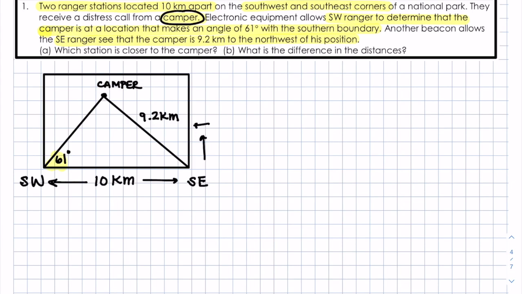Okay, so what's the question? So that's pretty much our scenario. Now it says, which station is closer to the camper and what is the difference in those distances? So, okay, I already know the distance from the Southeast Ranger to the camper is 9.2, but I do not know what the distance from the Southwest Ranger to the camper is. So that's definitely going to be one of my variables.